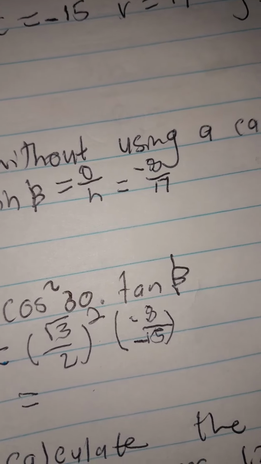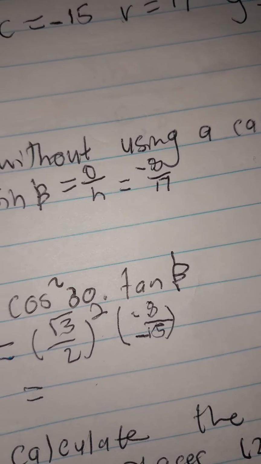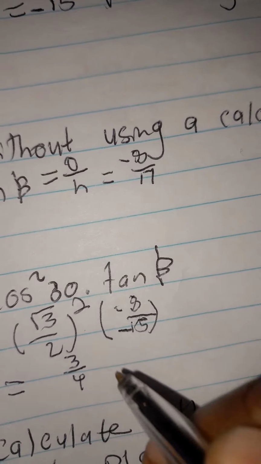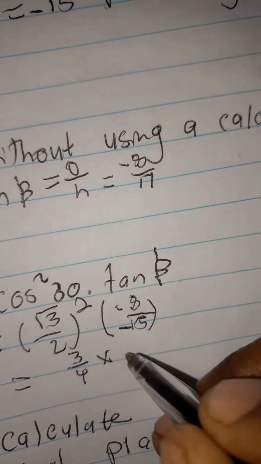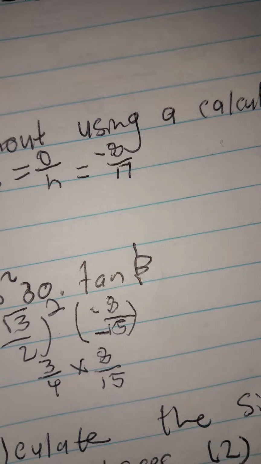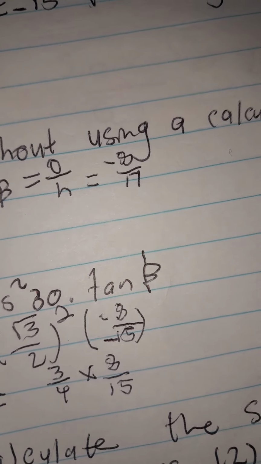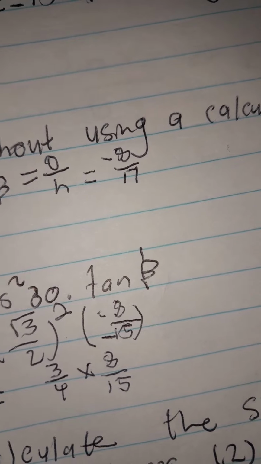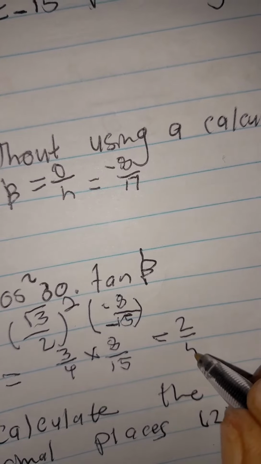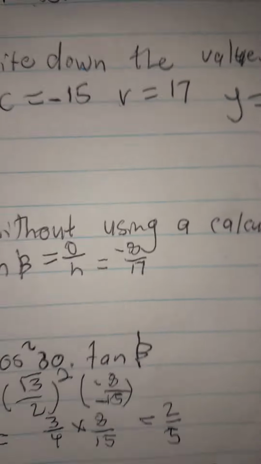So we are going to square root 3 all over 2. When we square root 3, it's going to be 3, and when you square 2, it's going to be 4, so 3 all over 4. Multiply by negative over negative, which is going to be positive. We're left with 8 all over 15. So 3 all over 4 multiplied by 8 all over 15 will be 2 all over 5. So we are going to get 2 all over 5 as our answer. So that's how you can, guys, work out these typical exam questions.